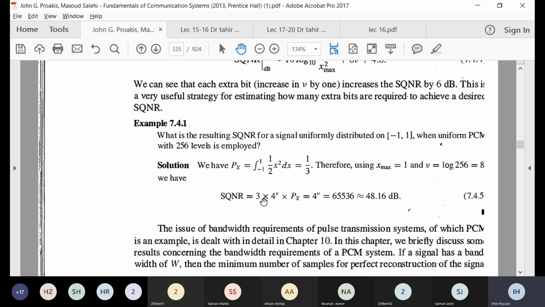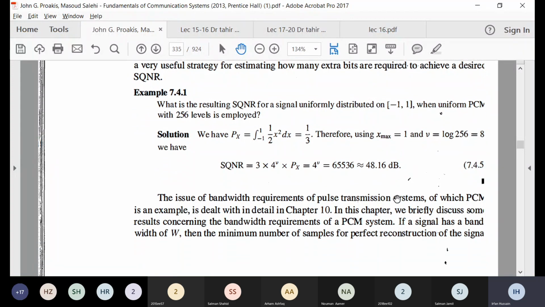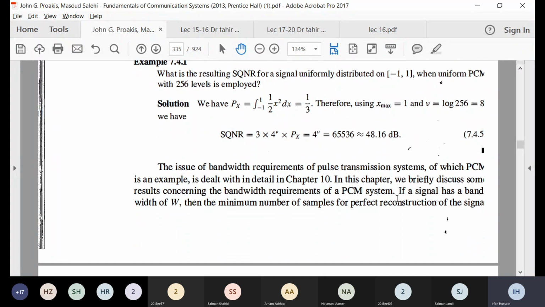Just put the values in the SQNR formula. Here x max is 1, so no need to write it. Just multiply and you will see that your SQNR in dBs comes out to be 48.